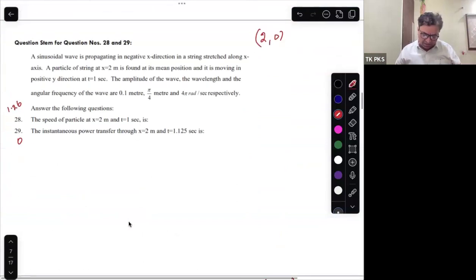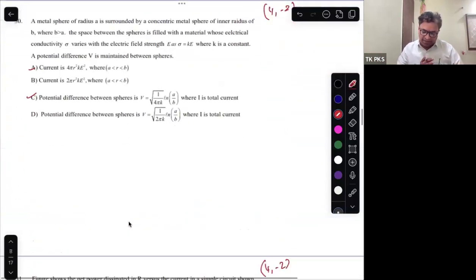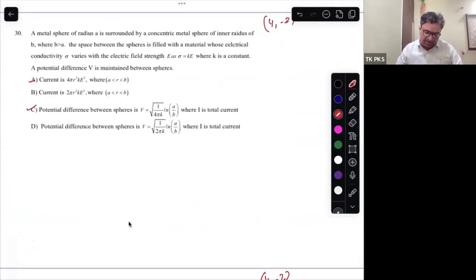No issues. We will go with this. A metal sphere of radius A is surrounded by a concentric metallic sphere of inner radius A, outer radius B greater than A. The space between the spheres is filled with a material whose electrical conductivity varies as sigma is equal to K by r, where K is a constant. A potential difference V is maintained between the spheres.